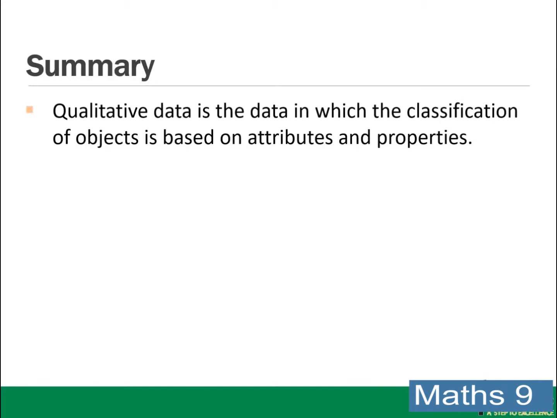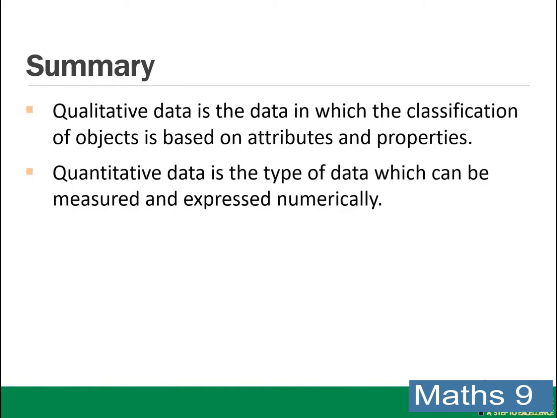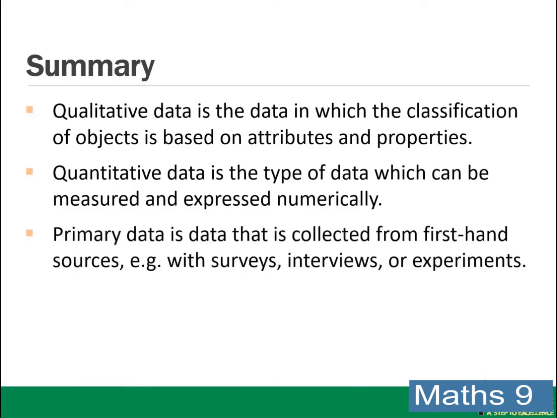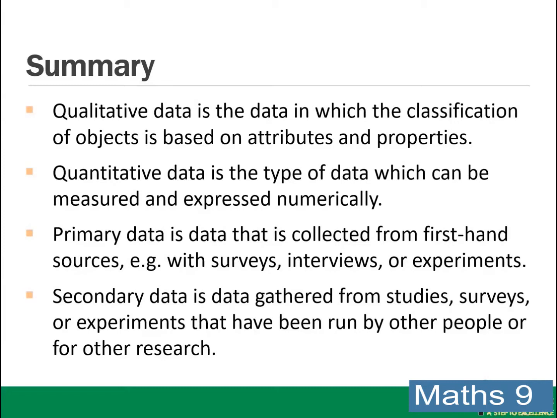Qualitative data is the data in which the classification of objects is based on attributes and properties. Quantitative data is the type of data which can be measured and expressed numerically. Primary data is data that is collected from first-hand sources, e.g. with surveys, interviews or experiments. Secondary data is data gathered from studies, surveys or experiments that have been run by other people or for other research.